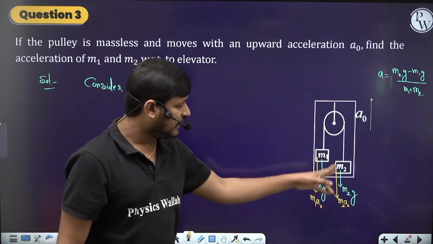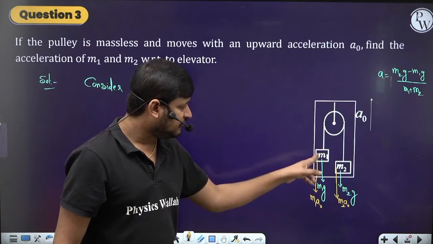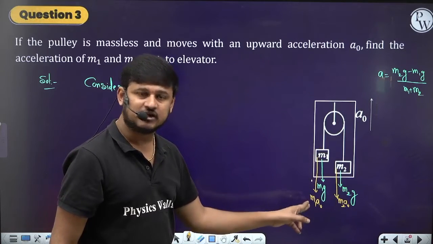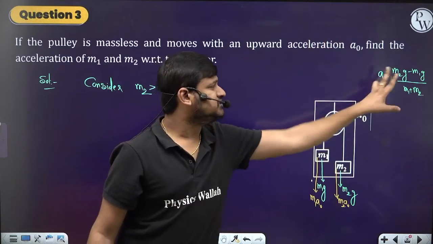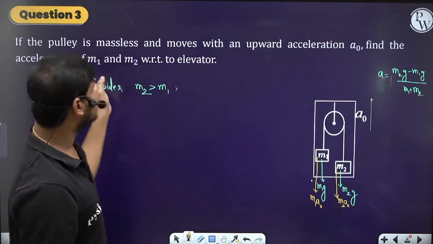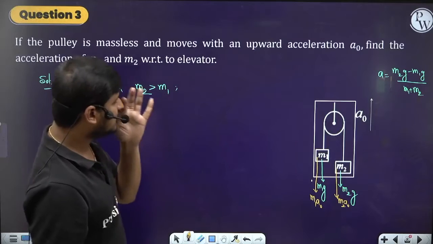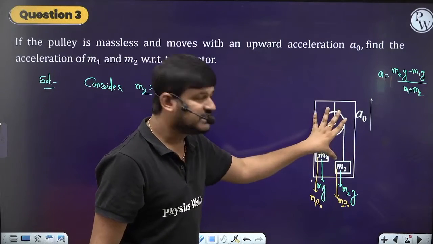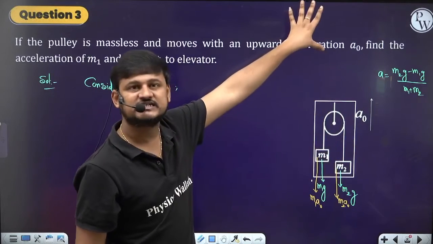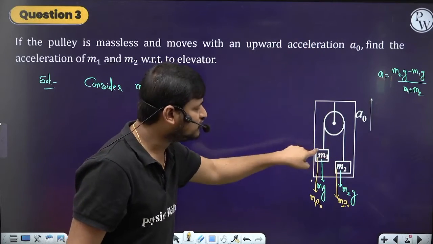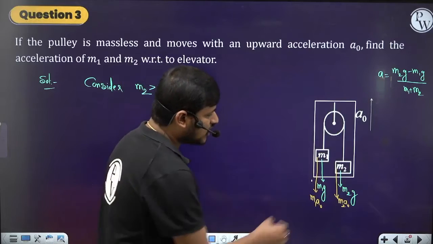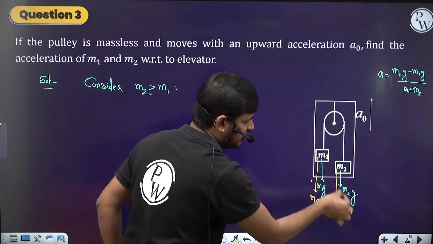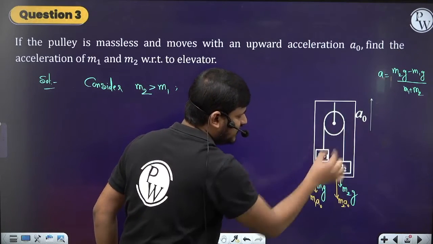So M2 a₀ is a pseudo force acting on this, and M1 a₀ is a pseudo force acting on this. If there is no acceleration upward, simply (M2g − M1g)/(M1 + M2) is the acceleration, right? But here the whole thing is kept in an elevator that is accelerating upward, so the pseudo force will act on each mass, opposite to the acceleration. So on this M2 a₀, on this M1 a₀, downward.